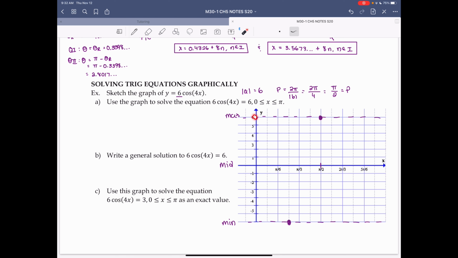We have a max at 0 radians. We have a min on this line here, which we can determine. So if 2 units is pi over 6, then 1 unit would have to be half of that, which is pi over 12. Then 2 pi over 12, 3 pi over 12, which reduces to pi over 4.